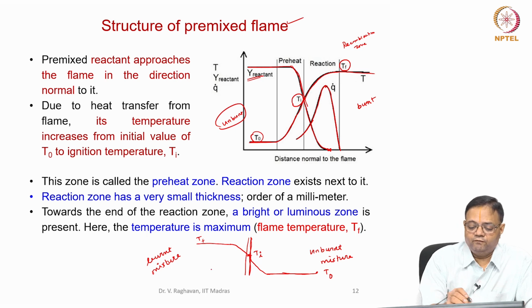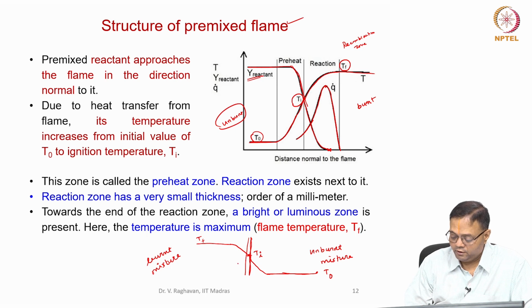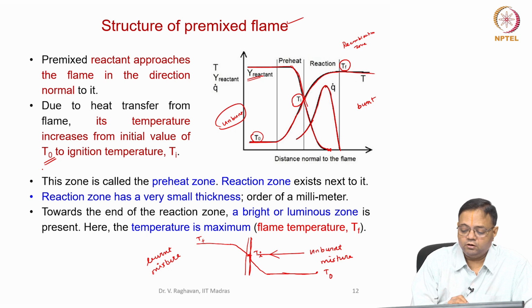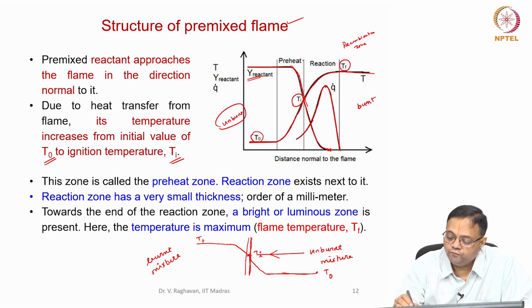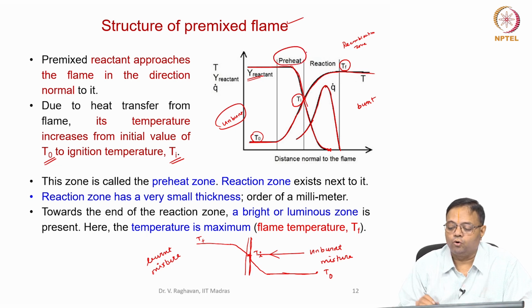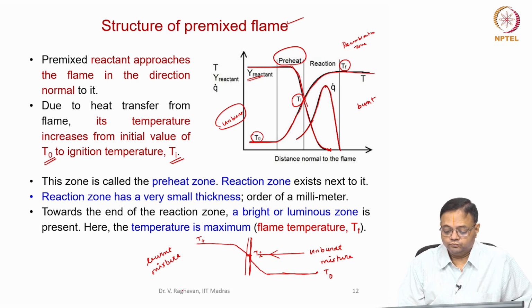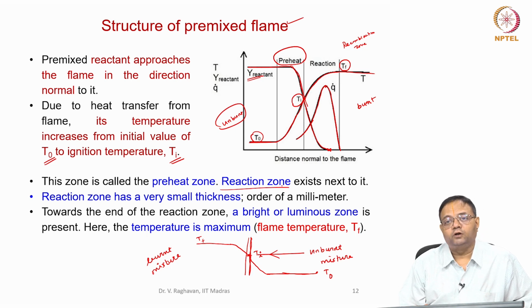Those profiles indicate the structure of the flame. So that means when the premixed reactant approaches the flame in the direction normal to this, as I have shown here, the temperature of the reactants increases from T0 to a value of Ta, which we call the ignition temperature. Now this happens in a zone which we have named the preheat zone, because the reactants are preheated in this zone. Now next to this, all the reaction takes place.